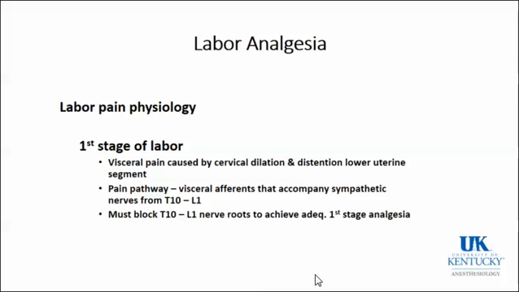So, labor analgesia. In the first stage of labor, you have visceral pain that's caused by cervical dilation and distension of the lower uterine segment. The pain pathways for the uterus, the visceral afferents, accompany sympathetic nerves from T10 to L1. So for early first stage of labor, you need to have a block that extends from T10 to L1.